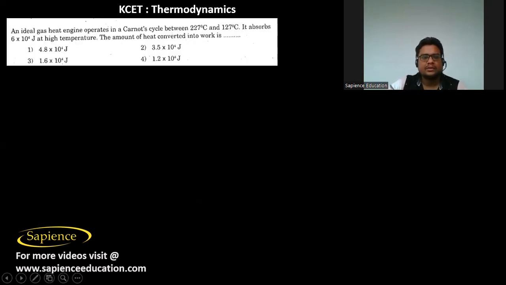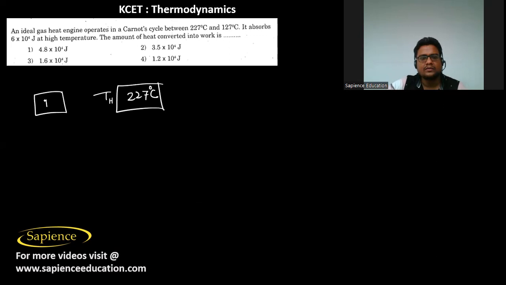Here it has been told an ideal gas heat engine operates in a Carnot cycle between the temperatures 227 degree Celsius, which is the temperature of the hot reservoir, and the temperature of the cold reservoir, that is TC, which is 127 degree Celsius. And it is told that it absorbs a heat energy of 6 into 10 power 4 joule, then the amount of heat that will be converted into work, that we have to find.